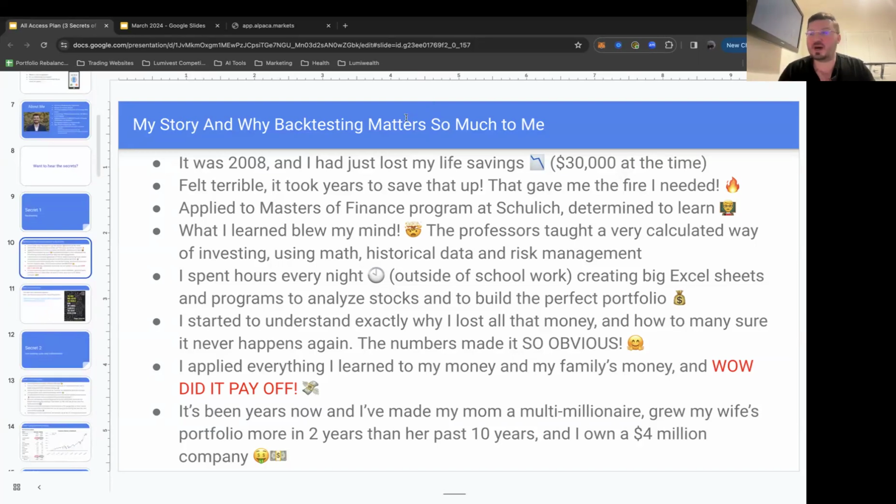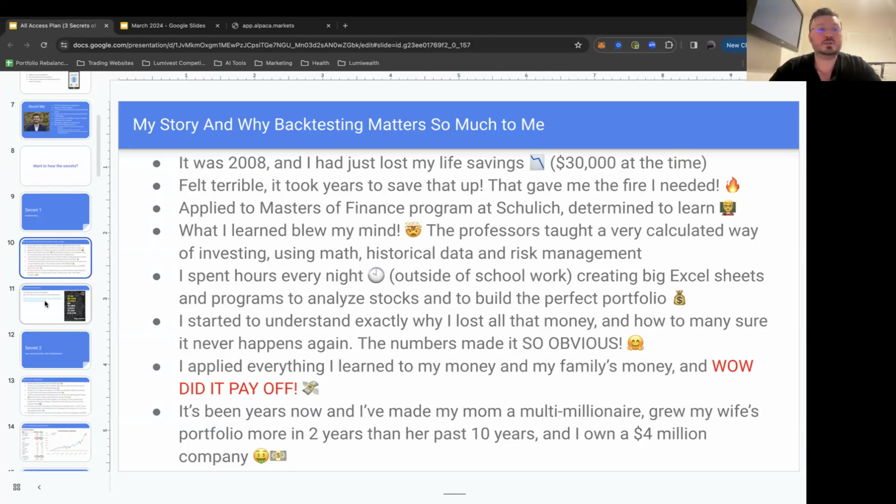So to me, this is why backtesting matters so much, because I can attribute all of the success to backtesting. It's one thing that I went through school and learned all these different things, but being able to actually put this into an Excel spreadsheet and track what happened to my money over time, that is really what gave me the ability to do all these things. It wasn't until I started backtesting my strategies that I actually started being very successful with investing.